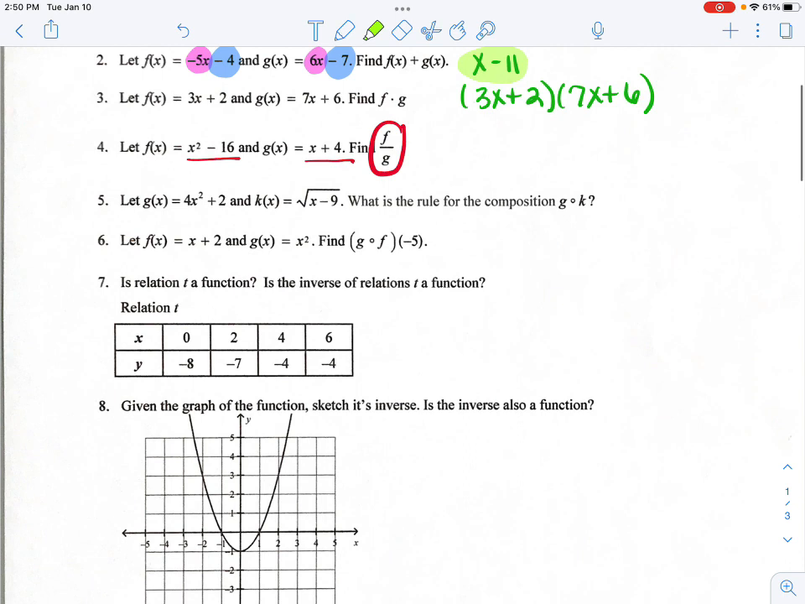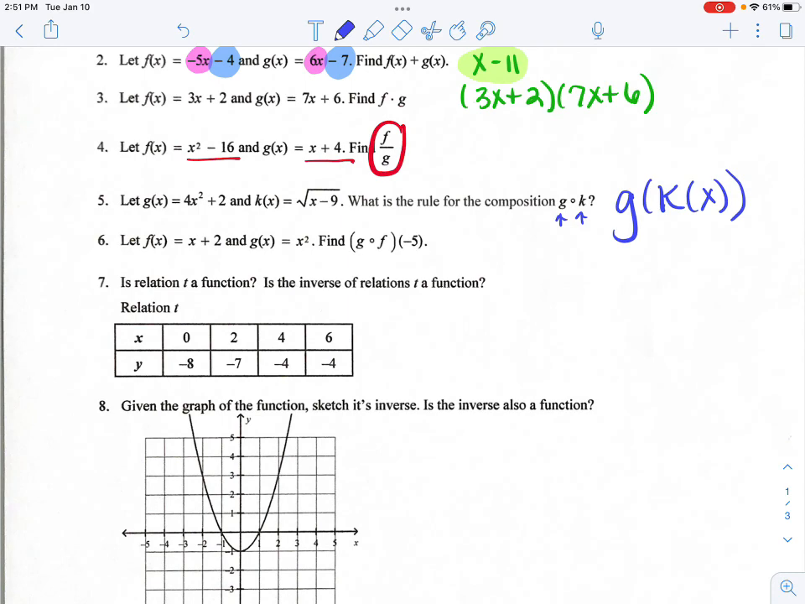All right, let's look at number 5. Number 5 is they're asking you to do the composition. That's what it means whenever it says, what is the rule for the composition? Now notice they want me to do g of k. Remember how I talked about you can also write it like this.